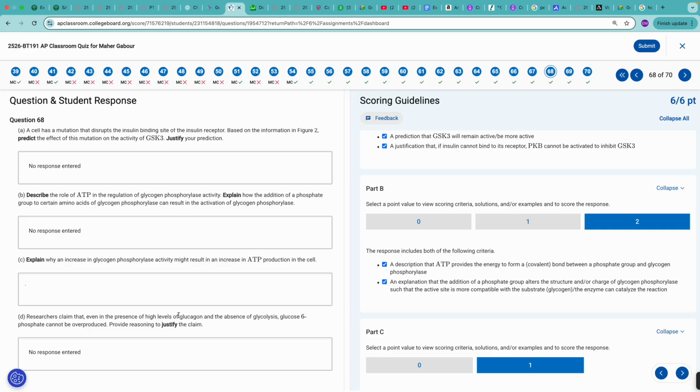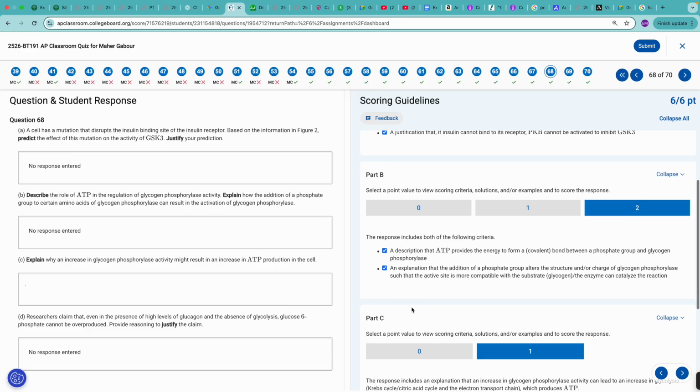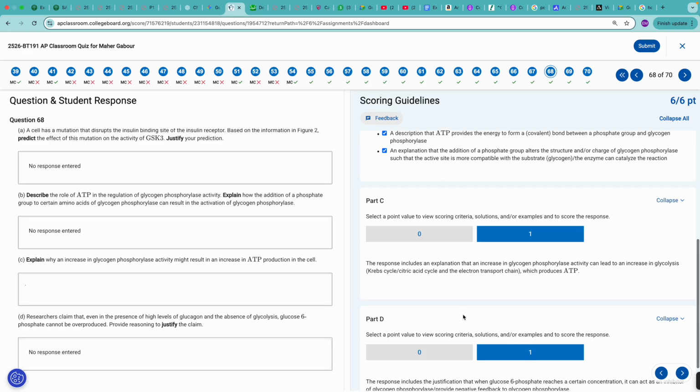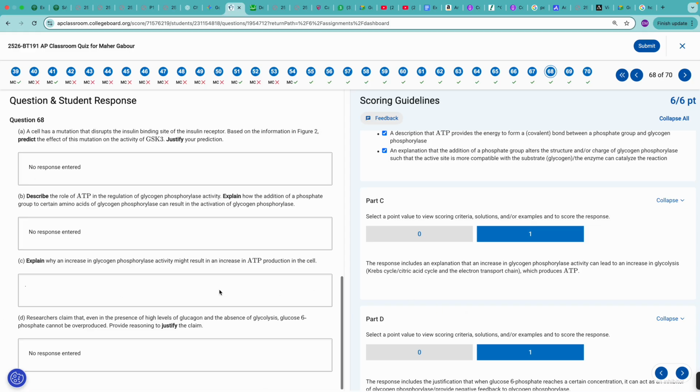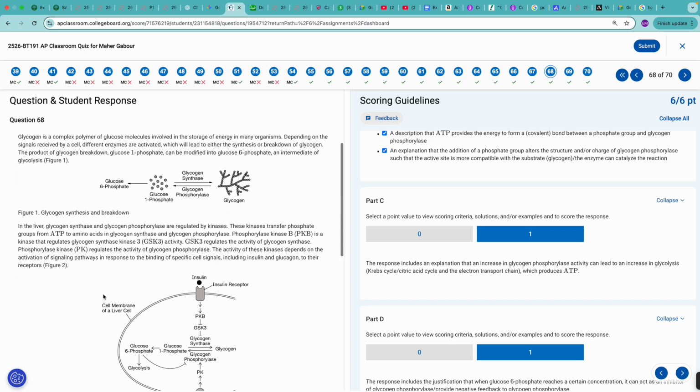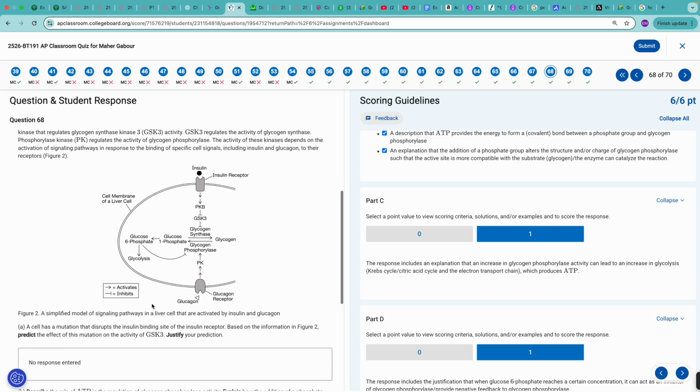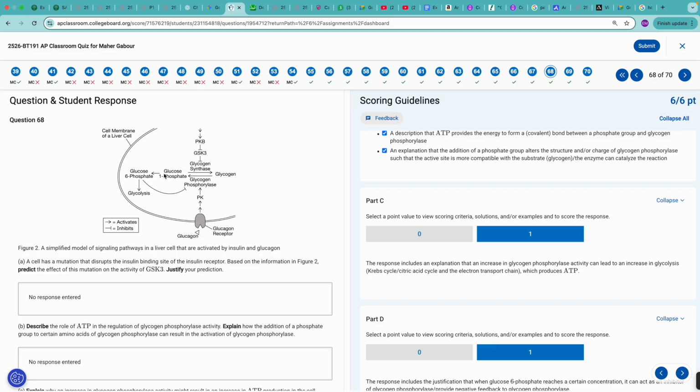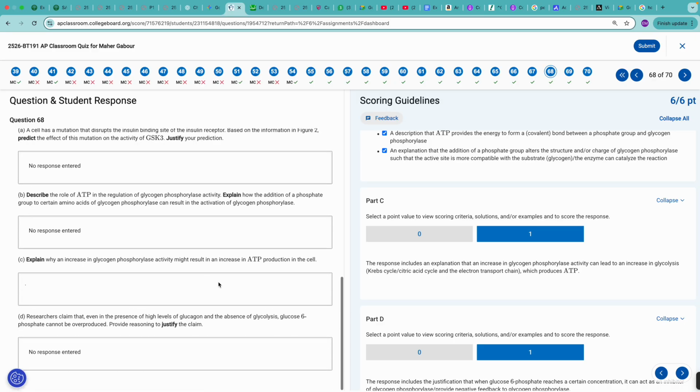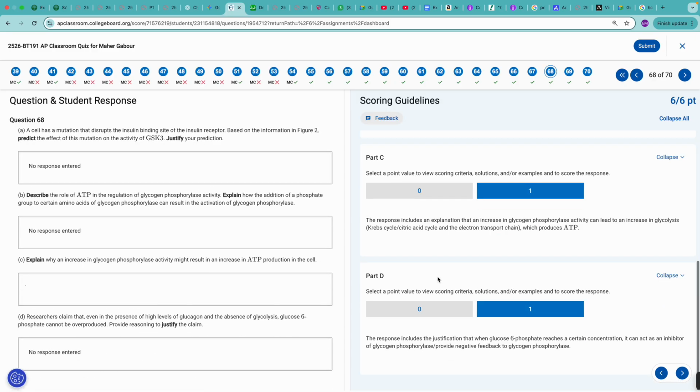Explain why an increase in glycogen phosphorylase activity might result in an increase in ATP production in the cell. The response includes an explanation that an increase in glycogen phosphorylase activity can lead to an increase in glycolysis, which produces ATP. Guys, I will give it to you very straightforward. ATP is one of the products of glycolysis. If we have an increase in glycogen phosphorylase, we have an increase in glycolysis, we have an increase in ATP production. Simple as.